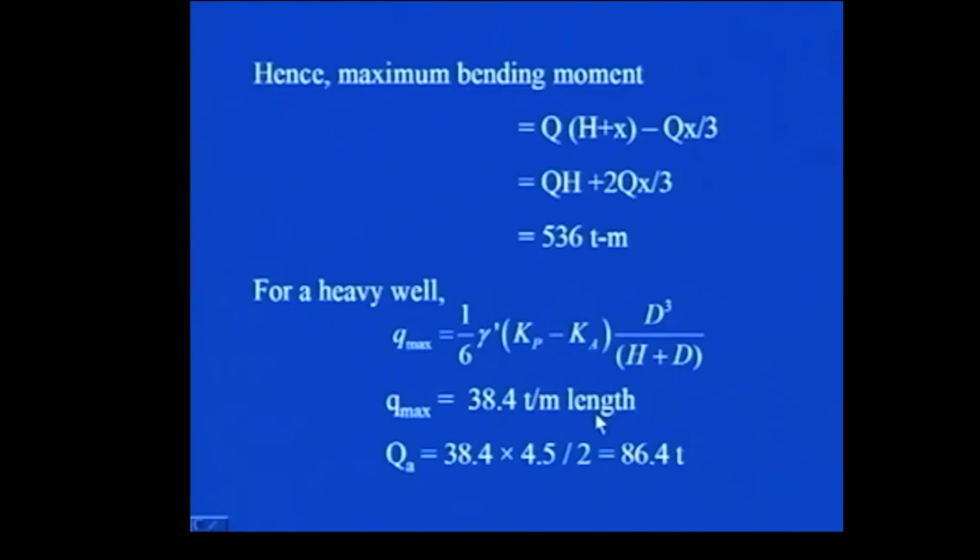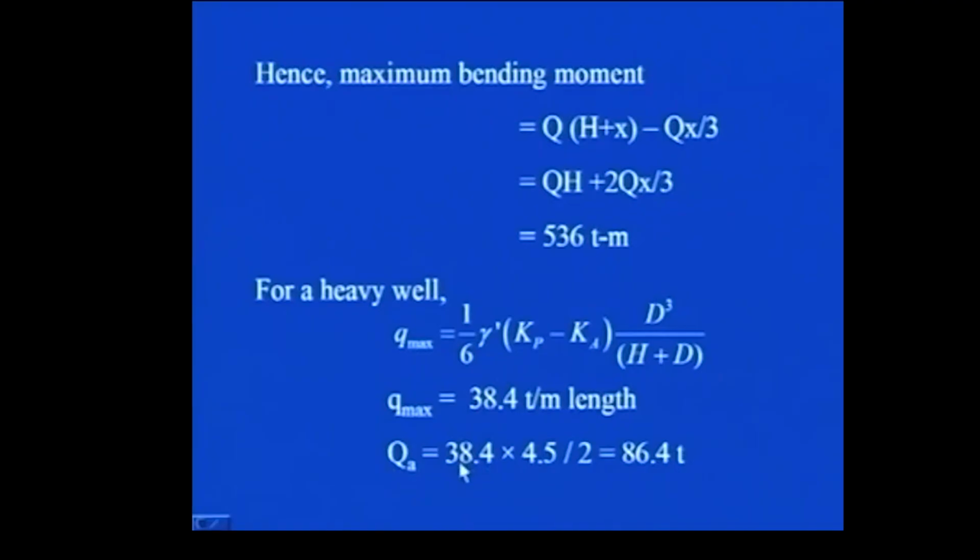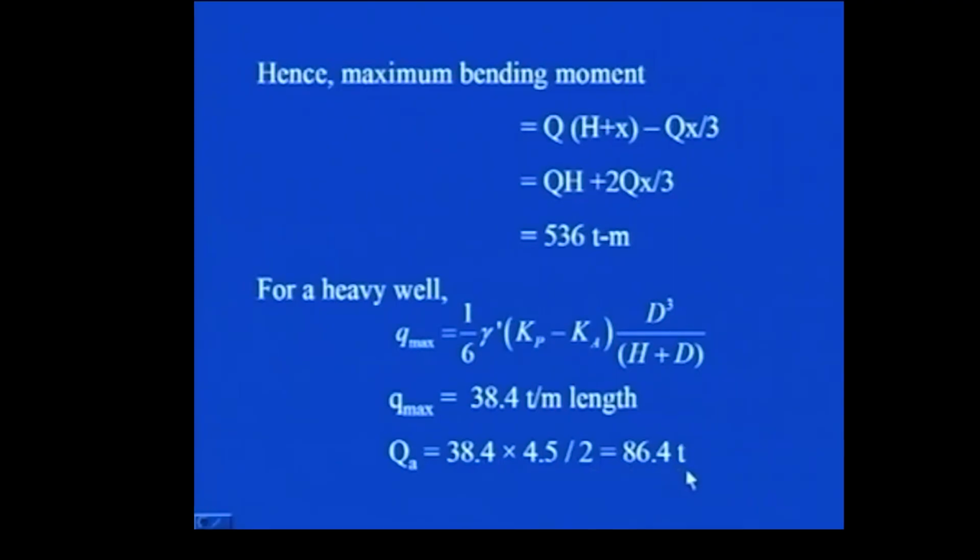However, in this case you are getting it to be 38.4 ton per meter length, and correspondingly that QA, the total allowable force, will be 38.4 into the external diameter of the well divided by the factor of safety, which is 2, and this will result in 86.4 ton.